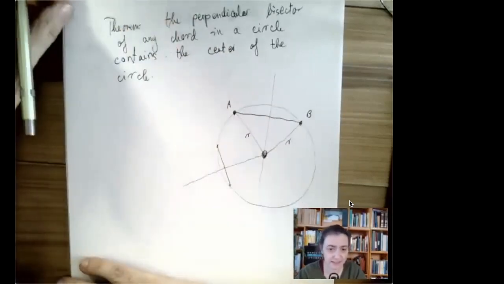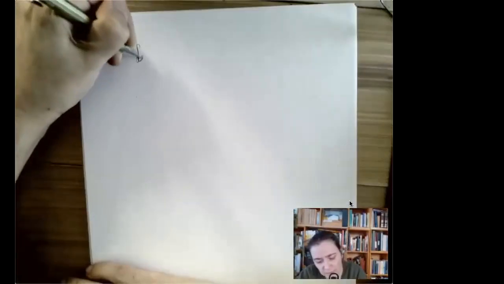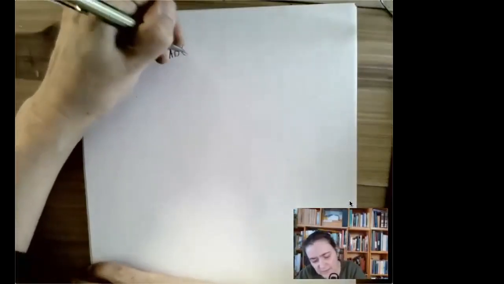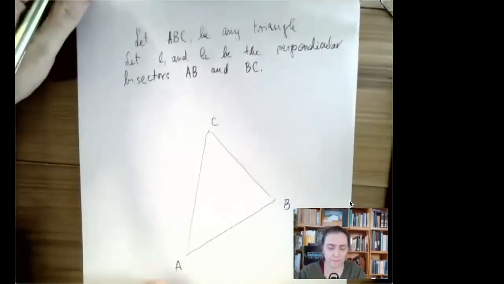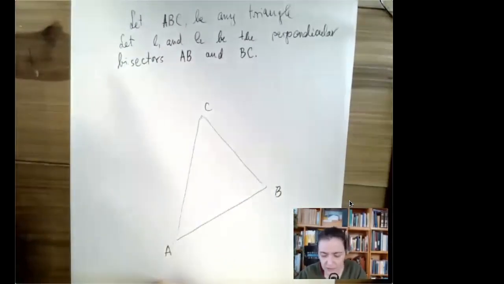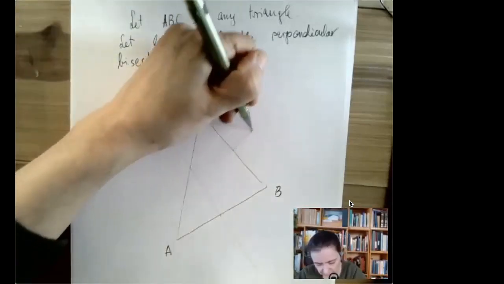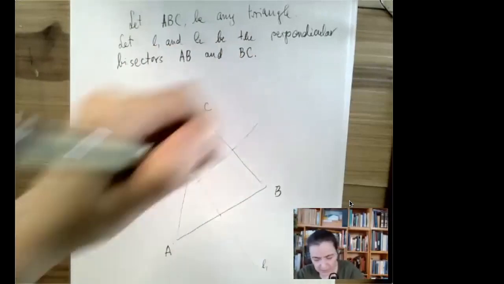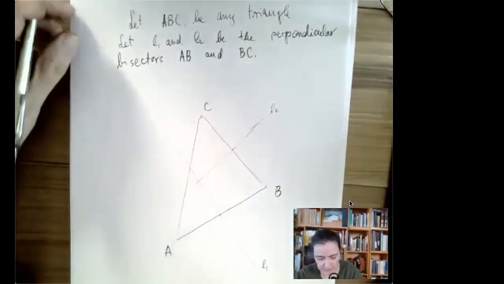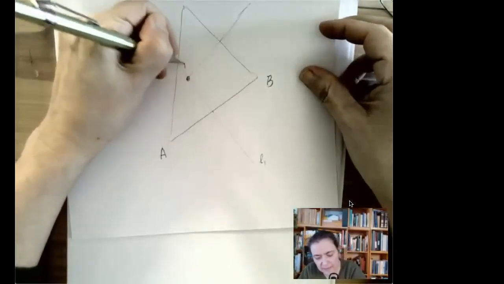Okay, but there is something else that's very interesting about the perpendicular bisectors. So suppose we have a triangle ABC, and suppose that ABC is any triangle, and we draw in the perpendicular bisector of two of the sides, AB and BC. So L1 is the perpendicular bisector of line segment AB, and L2 is the perpendicular bisector of side BC. And let P be the intersection.